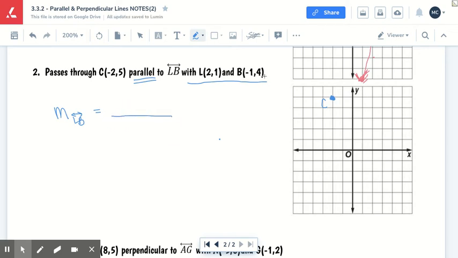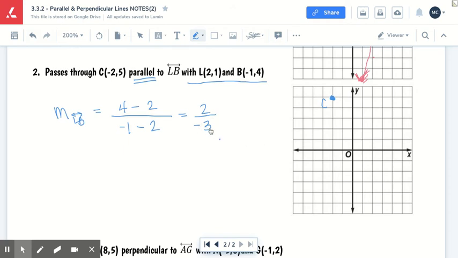Okay, so I'm doing the change in the y, so y2 minus y1. So on top I'd have 4 minus 2. And on the bottom, the change in x's, so -1 minus 2. And then simplify, 4 minus 2 is 2. -1 minus 2 is -3.